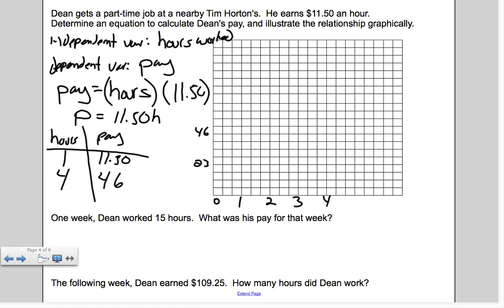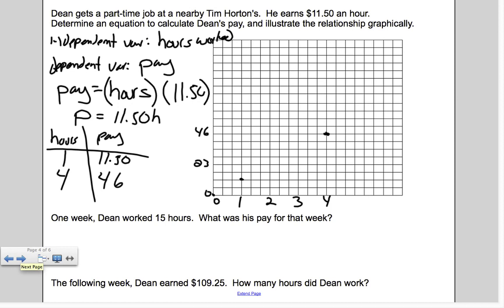Okay? Question? Yeah. So how would I graph this? Well, if he works 0 hours, how much does he get paid? 0 money. If you work 1 hour, how much does he get paid? 11.50, which works here. If he works 4, I get 46. Which brings us up to around there.